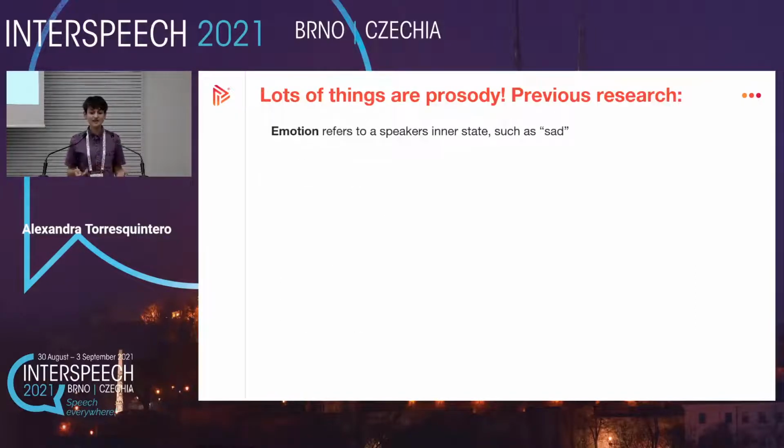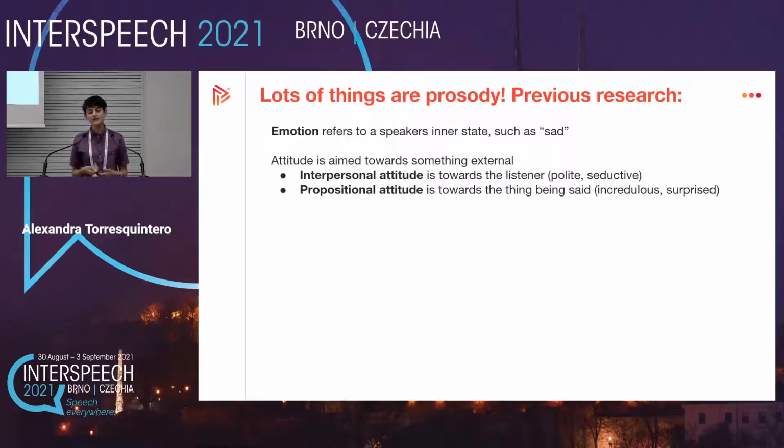So by this definition, lots of things can be considered prosody. We've already seen talks about emotion, so these are things about a speaker's inner state, such as sadness or happiness, etc. There's also attitude. So attitude is aimed towards something external. So if you have a feeling towards a listener, whether you're being polite or seductive, that would be an interpersonal attitude.